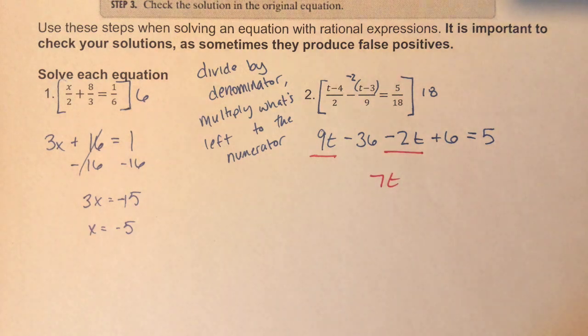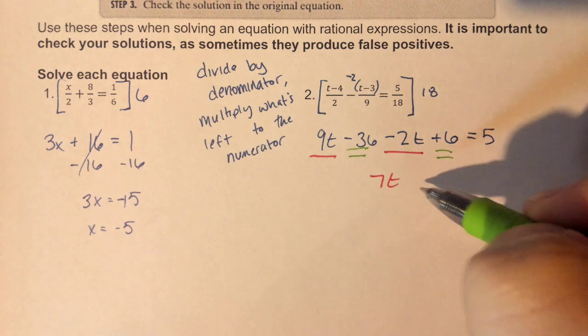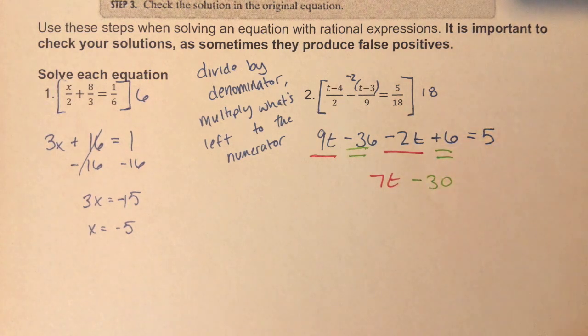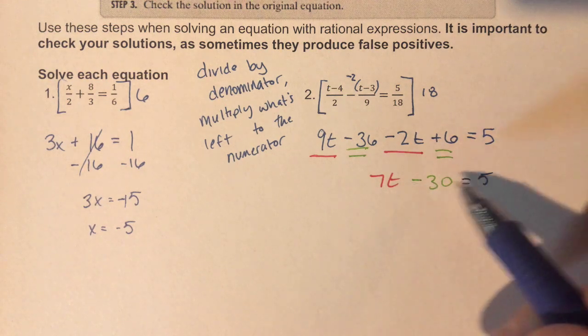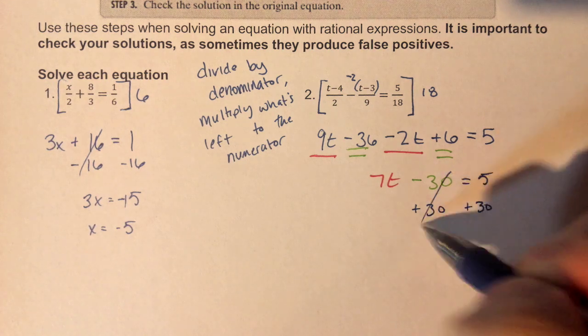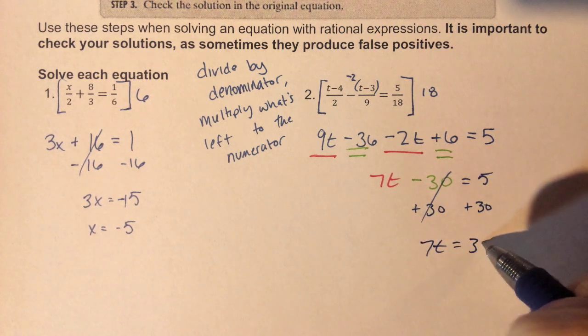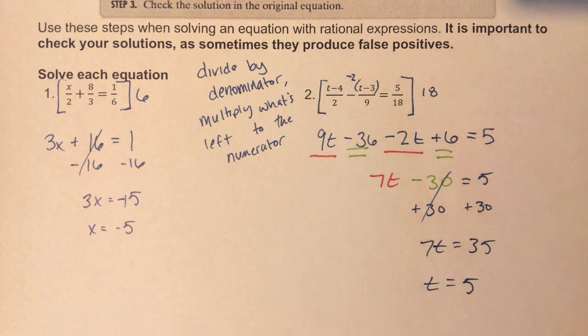And then I've got that negative 36 plus 6, that's negative 30. And then I still have my equals 5. And then from here, it's pretty good and easy to solve. We just add 30 to both sides of the equation. And if 7t equals 35, divide by 7, and t is going to be 5.